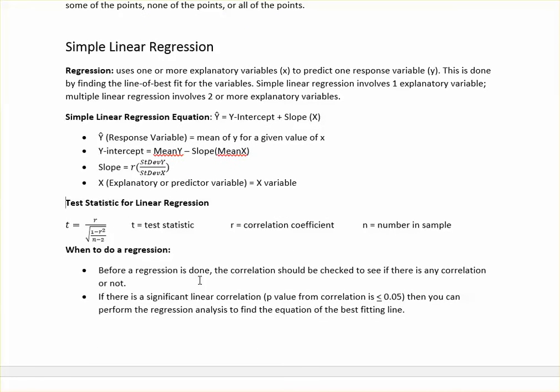And when are we going to use a regression? Before a regression is done, the correlation should be checked to see if there's any correlation or not. If there's not a correlation, then there's really no reason to do a regression. If there is a significant linear correlation, so the p-value from the correlation is less than or equal to 0.05, then you can perform the regression analysis to find the equation of the best fitting line.